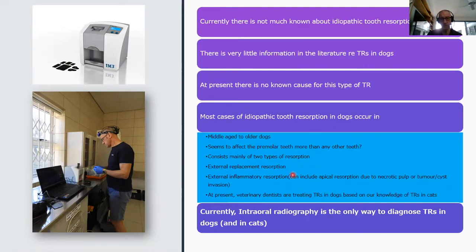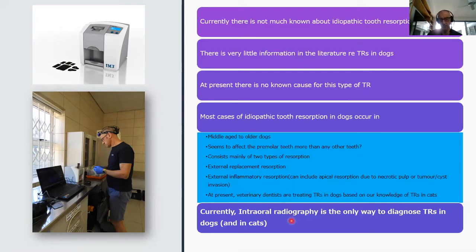One is external replacement resorption, which is a non-inflammatory type. And then we have an inflammatory type, or external inflammatory resorption, which usually is associated with inflammation of the gingival tissues at the crestal bone level, so around the cervical area of the tooth, or it can also be associated with pulp necrosis and apical resorption of the root of the tooth. But we can also see it with tumor and cyst invasion. So when tumors or cysts invade the surrounding tissue, they can often resorb tooth structure as well.